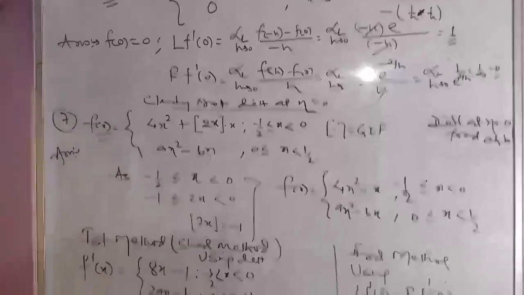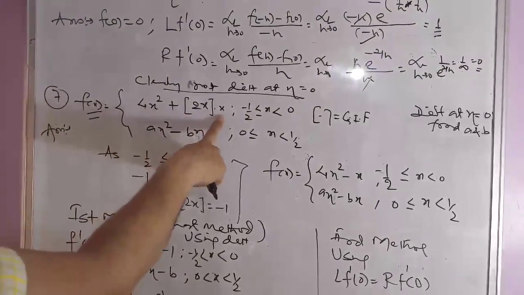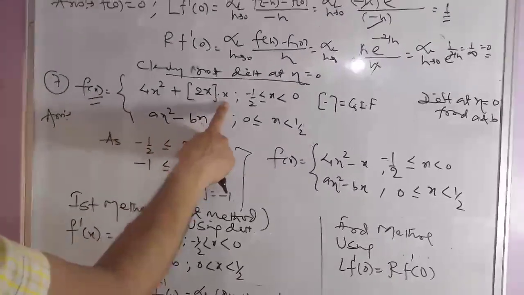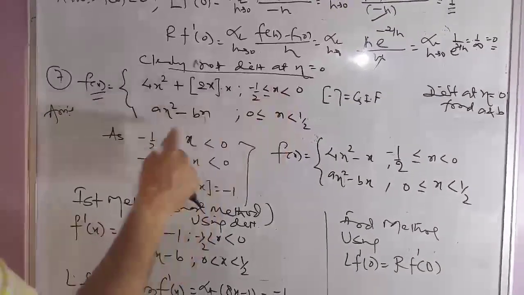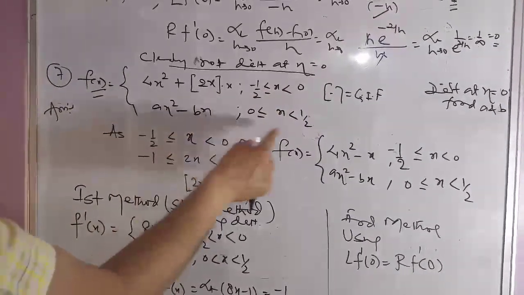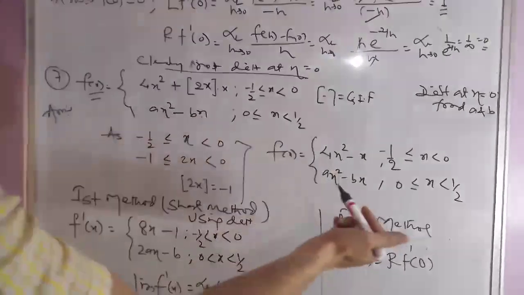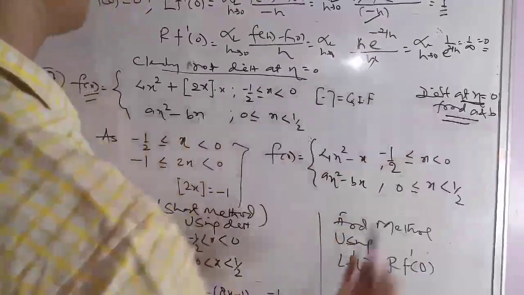F x equal to 4x square plus integral part of 2x into x, for x lying between minus half to 0 including minus half, and a x square plus b x when x lying between 0 to half including 0. If the function is differentiable at x equal to 0, find a and b.